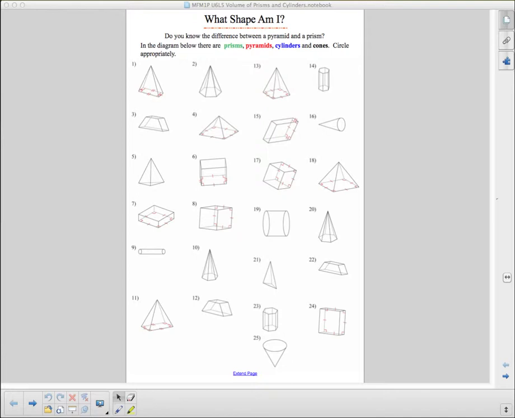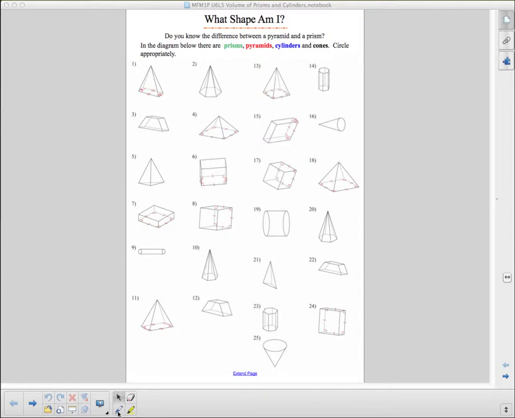We're going to be talking about the volume of prisms and cylinders today, but first we're going to play a little game, and not really a game, but I'll call it a game so it sounds more exciting, called What Shape Am I? We want to make sure you know the difference between a pyramid and a prism, because the way you find the volume of pyramids and prisms is similar, but it's different, and so you have to know which formulas you're using for all of these things.